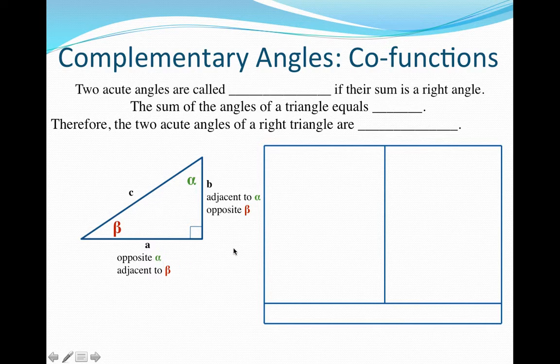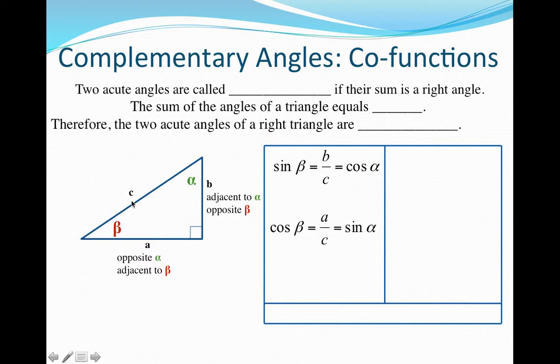Now this idea is going to give us some definitions of our cofunctions. So we want to look now at the cofunctions. The sine of beta, here's beta, I'm going to look at the sine, the opposite over the hypotenuse, so that's B over C. That's the same thing as the cosine of alpha. The cosine is adjacent over hypotenuse, so the cosine of alpha is side B over side C. So the cosine of alpha is the same as the sine of beta.